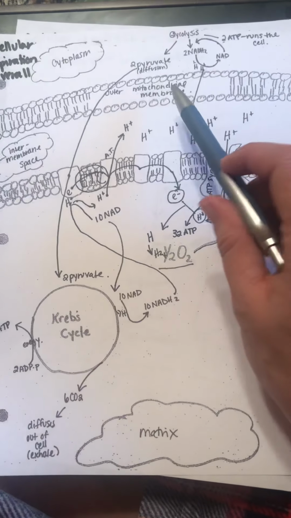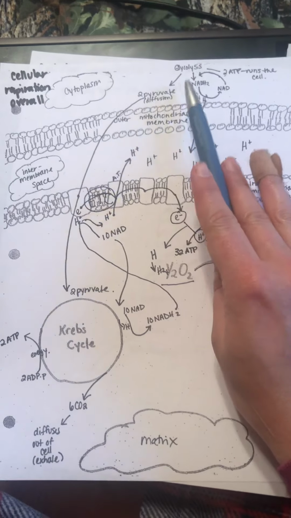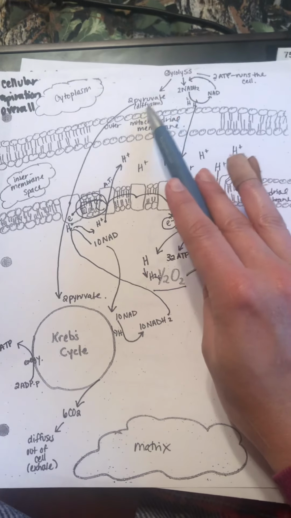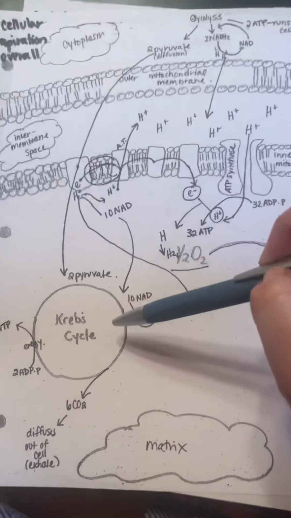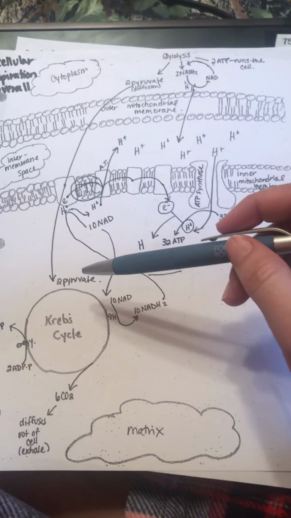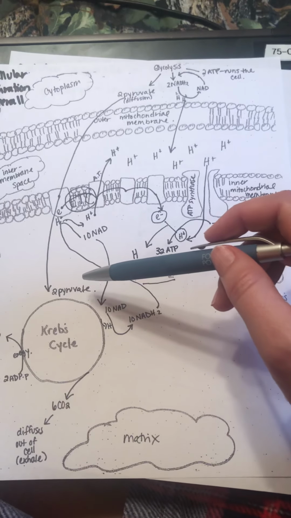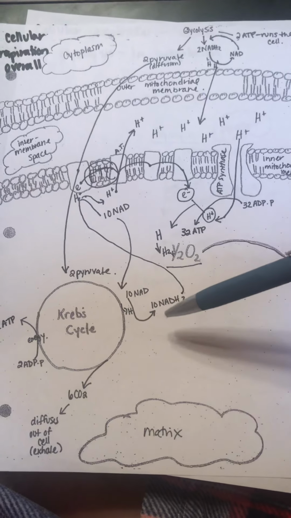So I'm going to follow the pyruvates now. Your pyruvates are formed in glycolysis. They diffuse through the outer membrane, through the intermembrane space, through the inner membrane, into the matrix of the mitochondria. In the Krebs cycle, you start with 2 pyruvates. Again, we have this NAD molecule, so NAD is going to pick up some hydrogens.